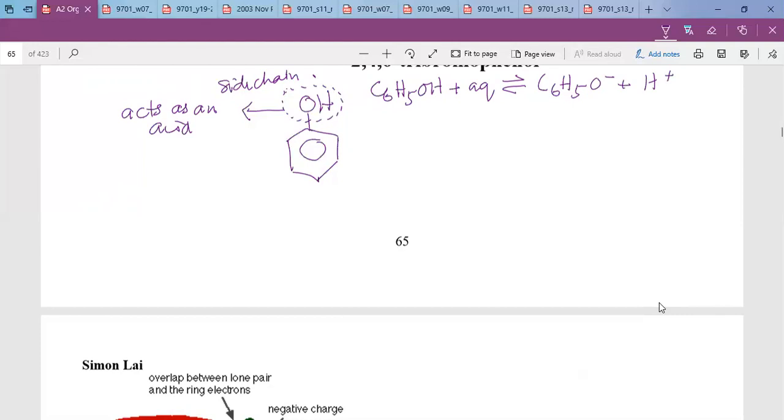Of course, you could put equals here, just to show that it's water here. This is showing that your phenol here is an acid. What acid? Proton donor, is it not? Proton donor.